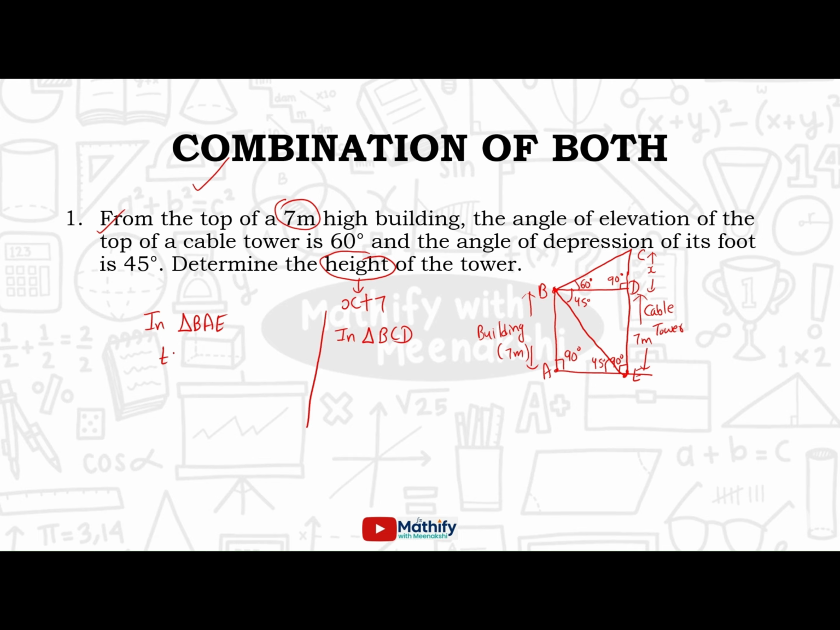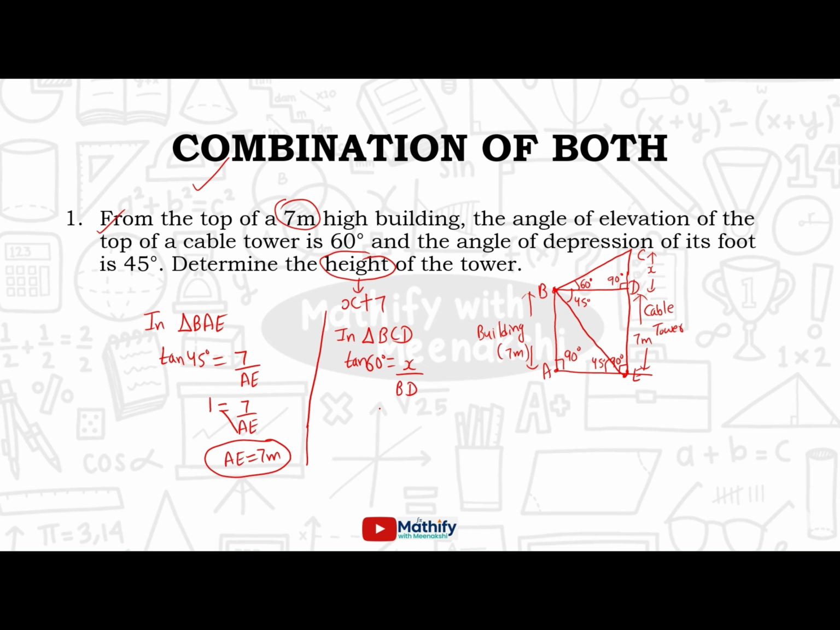We'll use tan 45 degree is equal to P by B. That means 7 by AE, and tan 45 is 1. That means, if you cross multiply, your AE is 7 meter. Now in triangle BCD, tan 60 degree is equal to X by BD.